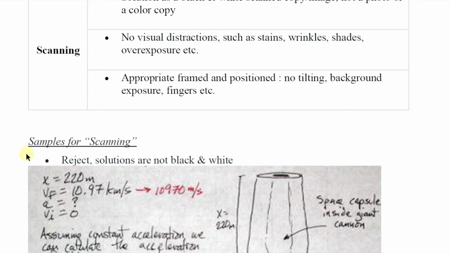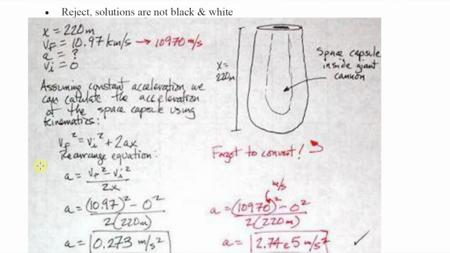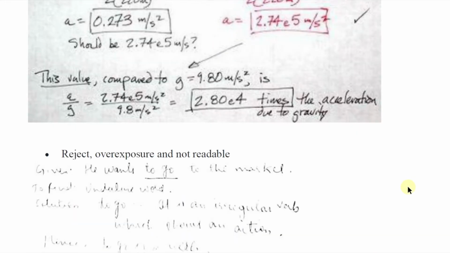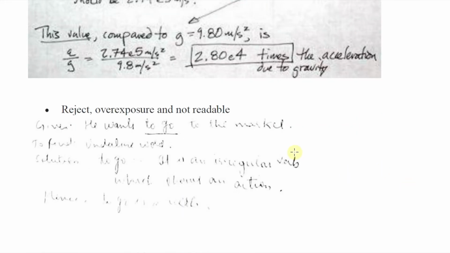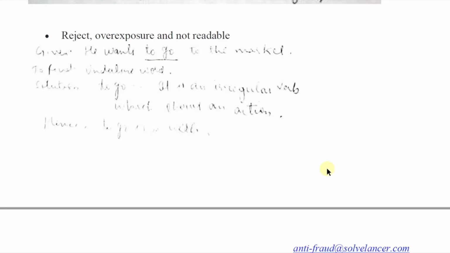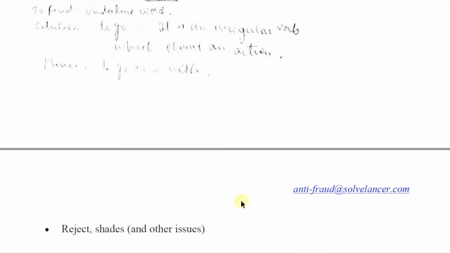Samples for scanning, if you'll see a few samples, here we can see this is not completely black and white mode and this red color is visible, so that's why we have to reject it. And we'll reject overexposure and not readable, for example, in this case, this is not readable and the backside page is also overexposed. So we have to reject this type of answer.